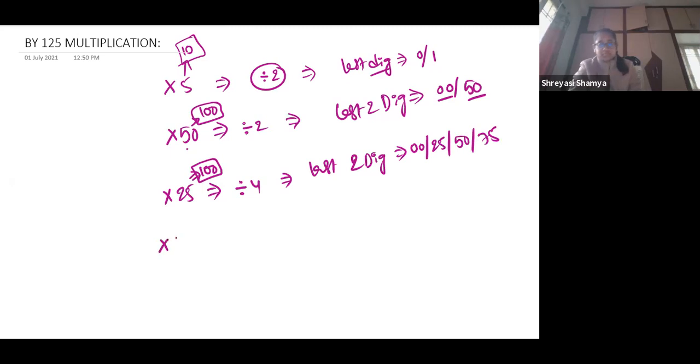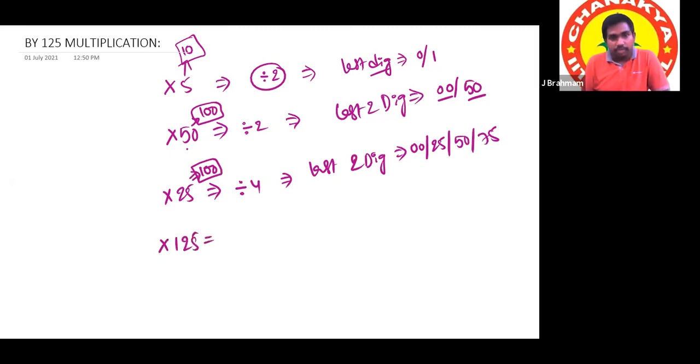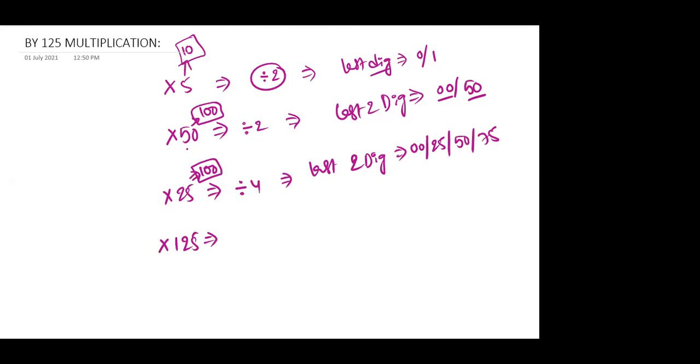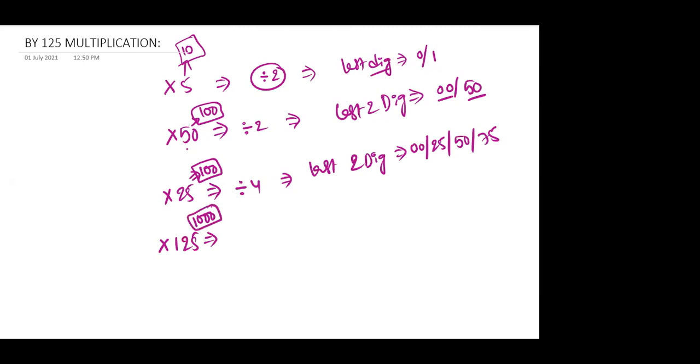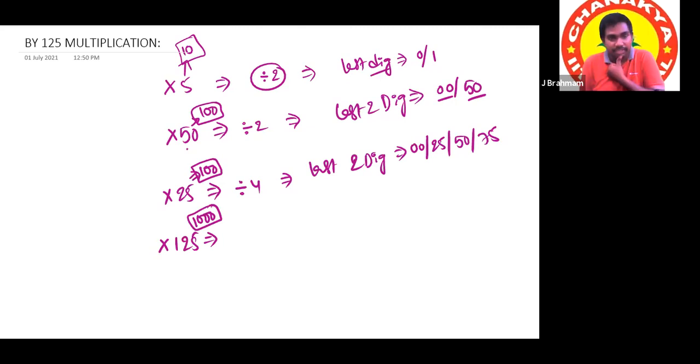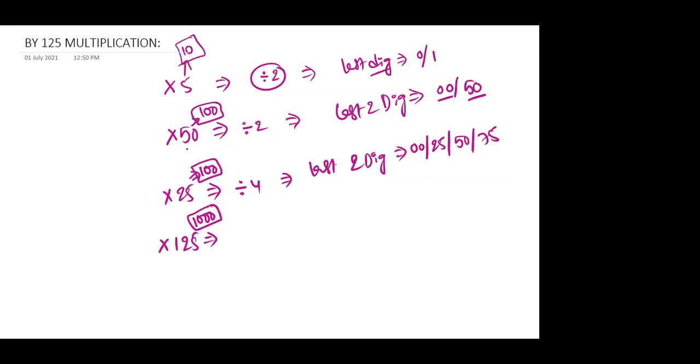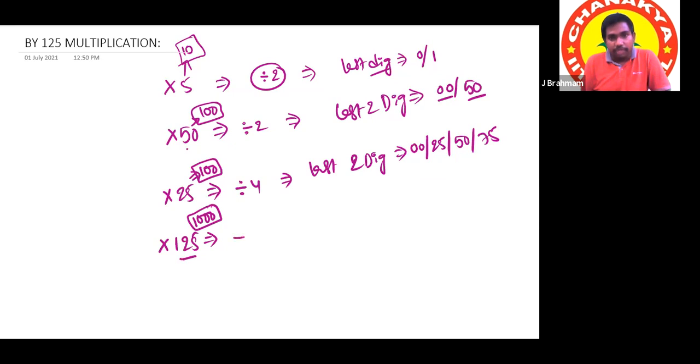Now today we'll see multiplication by 125 also. So 125 has the base number 1000, by 8. We can make it 1000 by dividing by 8. 125 doubled is 250, doubled again is 500, and overall it is 8 times. So instead of multiplying by 125, we need to divide the given number by 8.